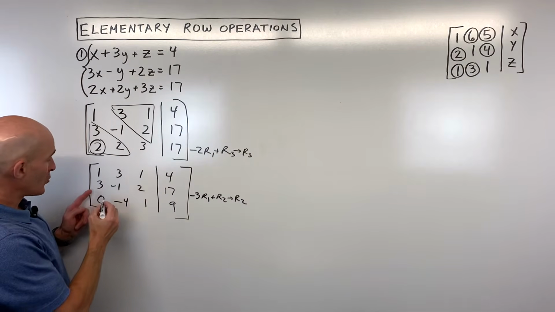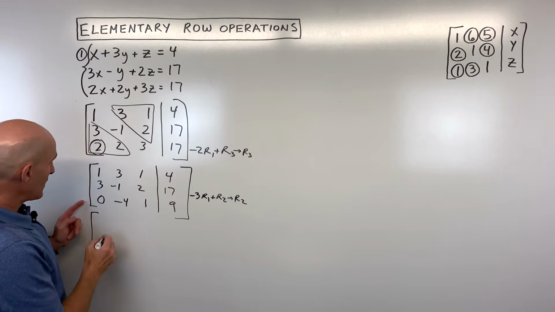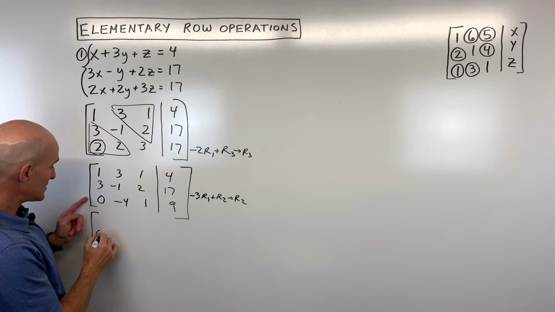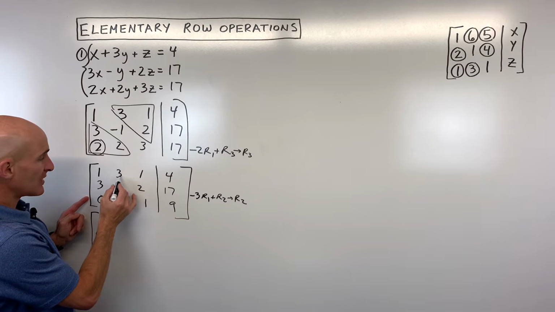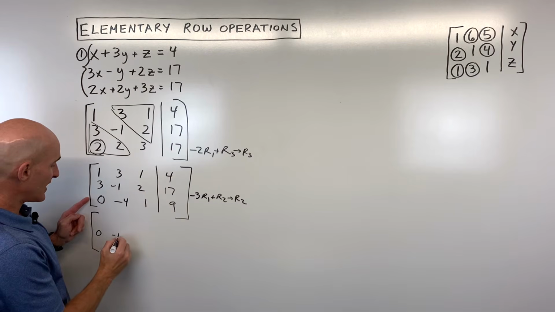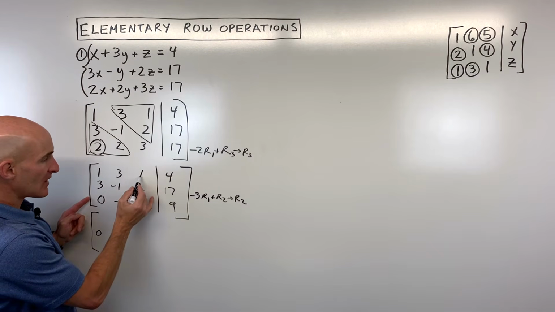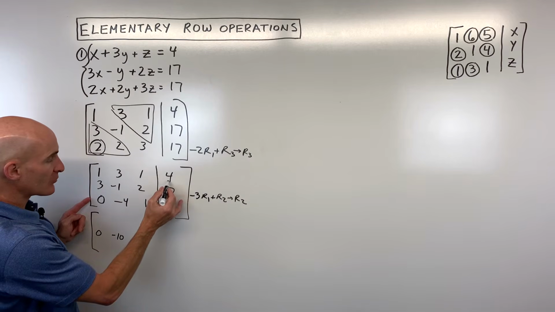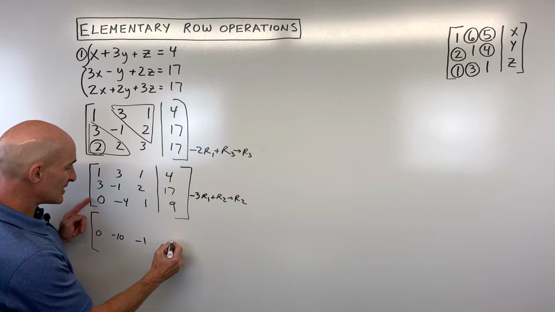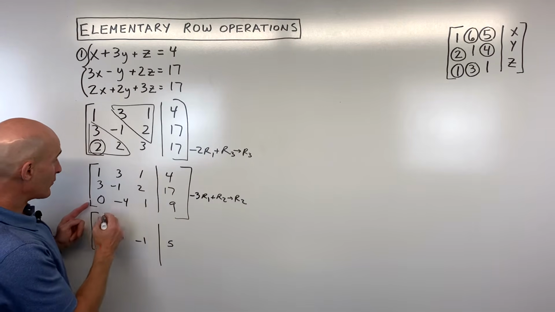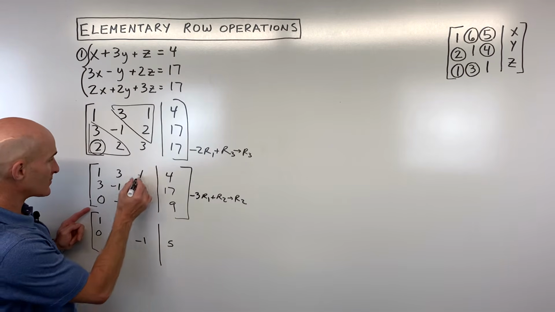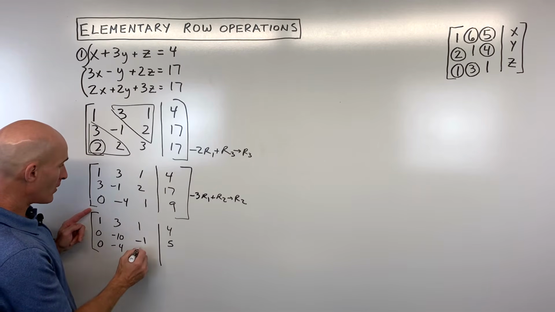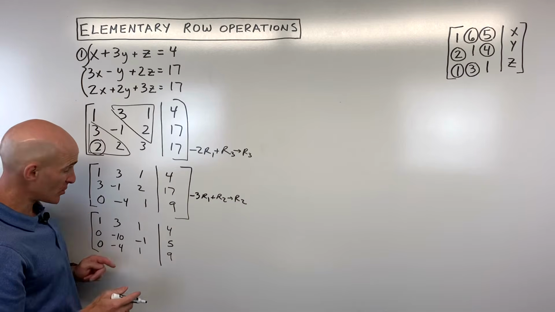Okay, so now let's go ahead and do that arithmetic. So if I do that, we've got 1 times negative 3 is negative 3, plus 3 is 0. 3 times negative 3 is negative 9, plus negative 1 is negative 10. Negative 3 times 1 is negative 3, plus 2 is negative 1. Negative 3 times 4 is negative 12, plus 17 is 5. The other rows are going to just stay exactly the same. So 1, 3, 1, 4, and 0, negative 4, 1, and 9. Okay, so far so good.